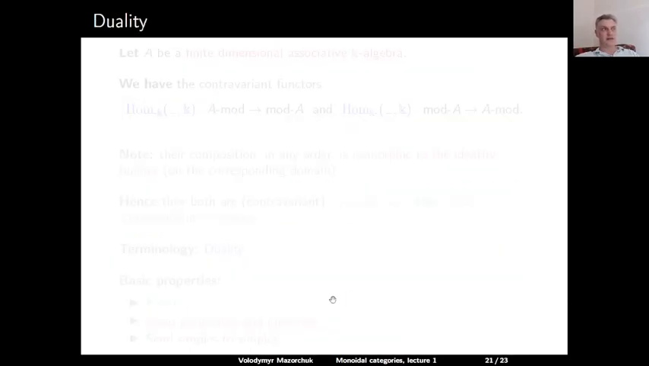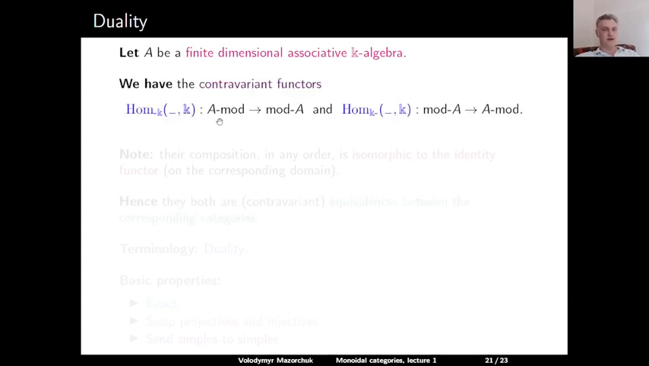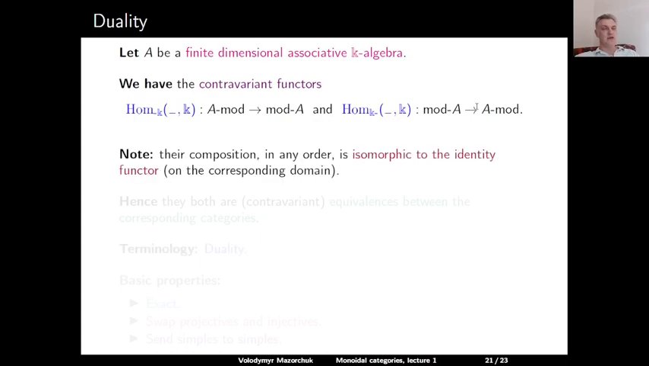And finally, let us discuss the notion of a duality. Let A be a finite-dimensional associative K-algebra. Then we have the following two contravariant functors. The functors of taking the dual space, homing into K. The first functor is homing into K for the right K action, and this is the functor from A mod to mod A. And the functor of homing into K for the left K action, so this is a functor from mod A to A mod.